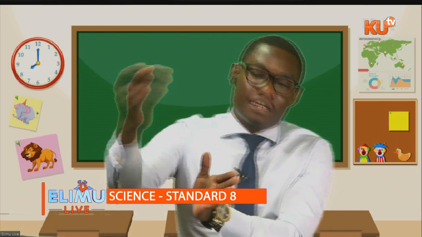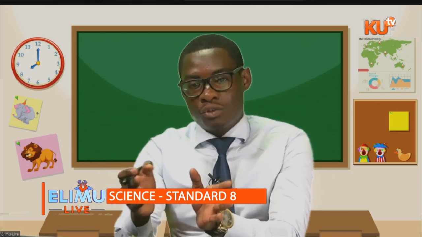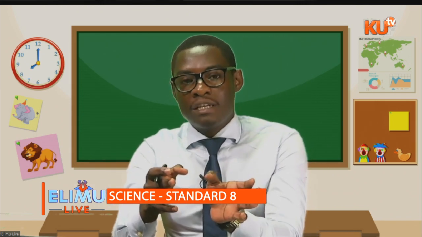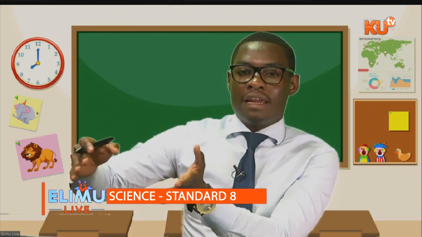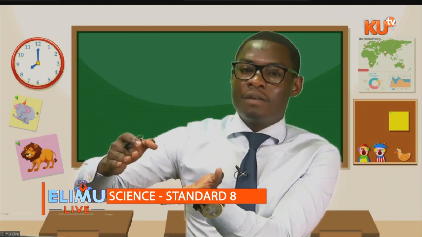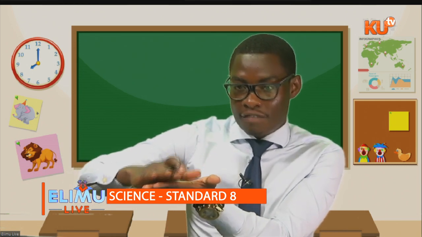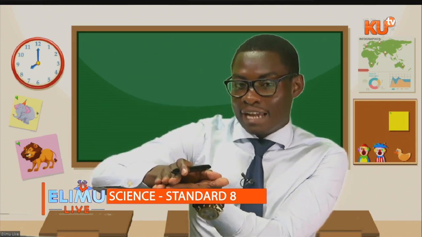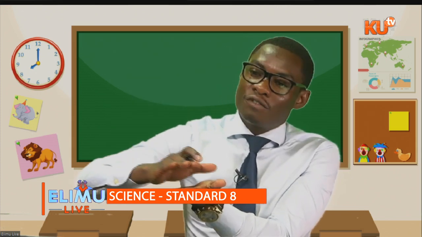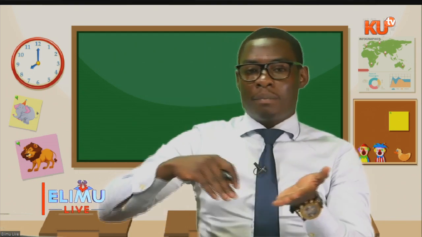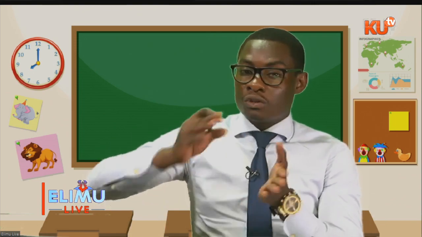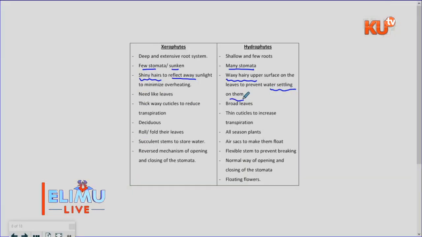Shiny to reflect away much sunlight to avoid overheating. Overheating will lead to loss of much water. The others are waxy. Why are they waxy? Because they grow in areas where we have too much water. They prevent water from settling on the surface. If they're not waxy, the water will settle on the surface and it will interfere with so much. So they have to be waxy. It is like an oiled paper. When you pass water on an oiled paper, the water will not stick, it will just flow because of the oil. So that's why they are waxy, for the purpose of preventing water from settling on them.